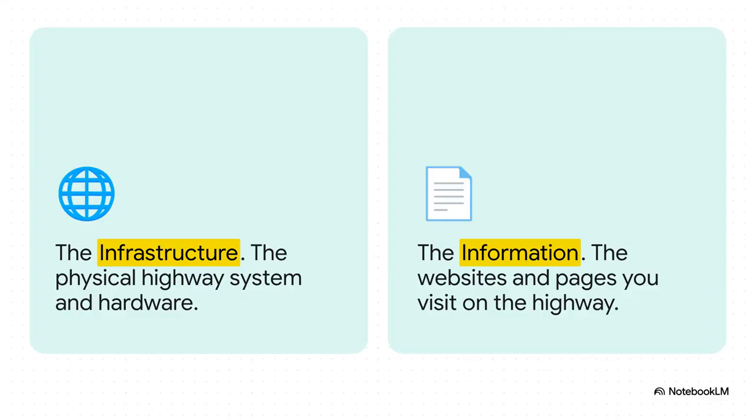And this is a fantastic way to think about it. If the internet is this giant global highway system, all the physical roads, bridges, and tunnels, then the web is all the places you can go on that highway. It's the shops, the libraries, the houses, the concert halls. One is the road itself, and the other is what you find along the road.